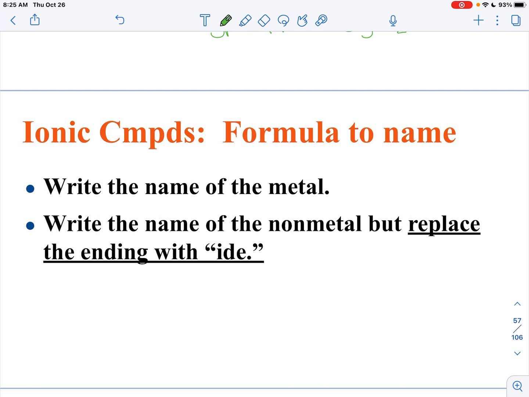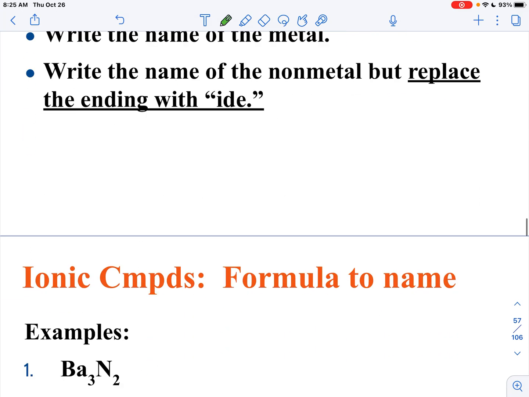So when you're going formula to name, it's pretty easy. You just write the name of the first word, which is the metal in ionic compounds. Then you write the name of the second word, which is the nonmetal, but replace the ending with IDE. It takes a little while to get used to what some of these IDE endings are, but remember, we only have a handful of nonmetals that bond because the noble gases aren't going to bond. So you get used to them pretty quickly. If you need some help or guidance as you're getting used to them, just ask me for what the IDE ending is of an element and I will give it to you.